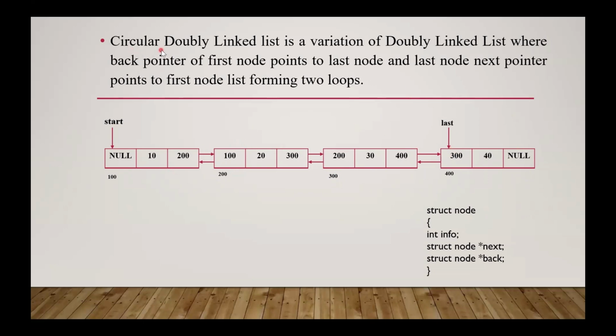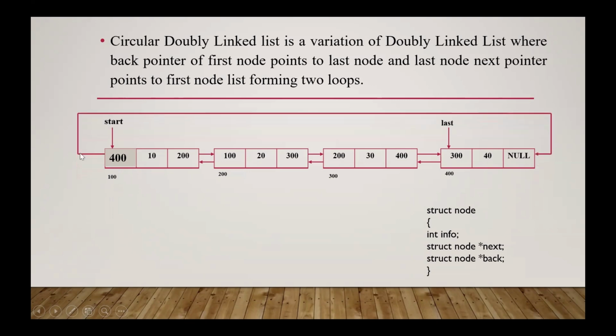But what is a circular doubly linked list? Where the back pointer points to the first node of the doubly linked list. So here what happened? The back pointer points to the first node and the start pointer points to the first node. Now if we store 400, what is 400? 400 is the address of the last node. So the back pointer of the first node points to the last node. Now we store the value.